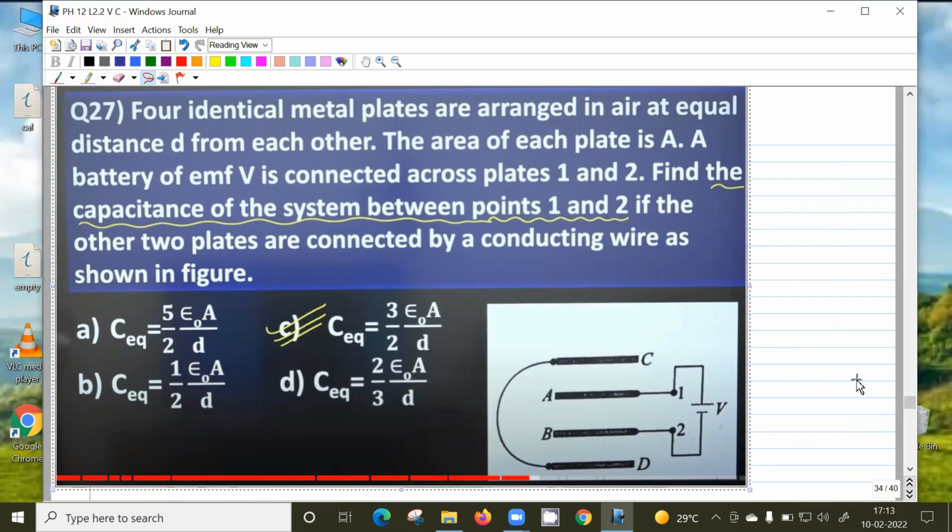So this one problem, have you seen it already or not? There are 4 metallic plates, and the top plate C and the bottom plate D are connected by a conducting wire, and A and C are connected to the battery. Have you seen problems like this?